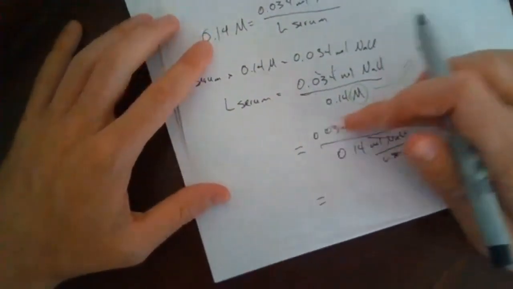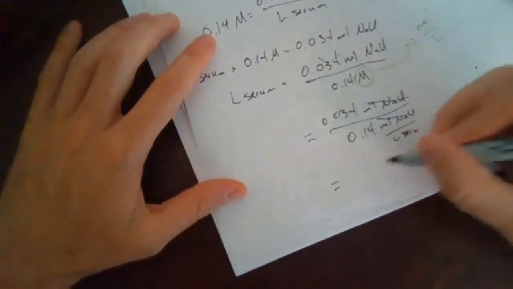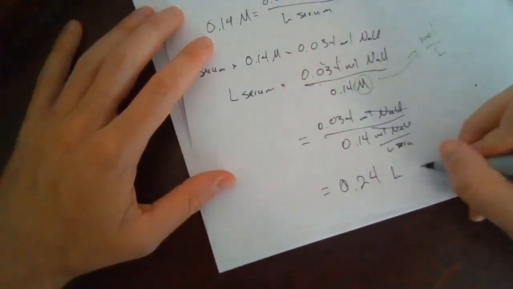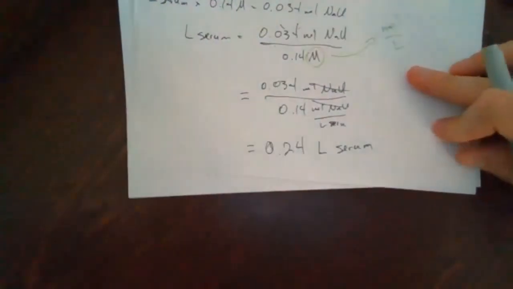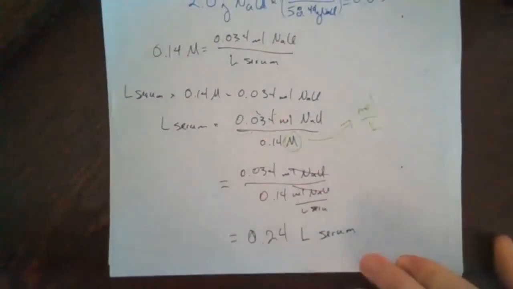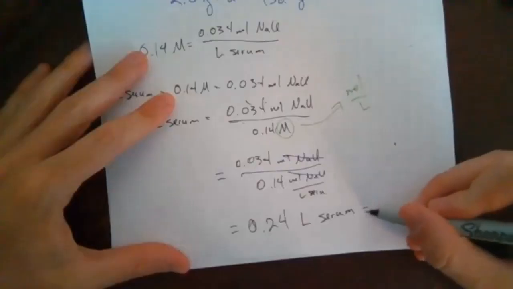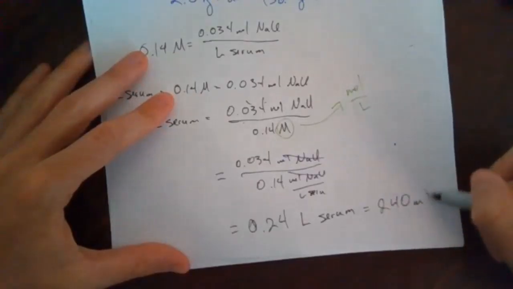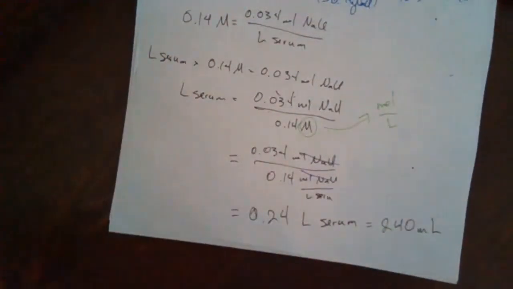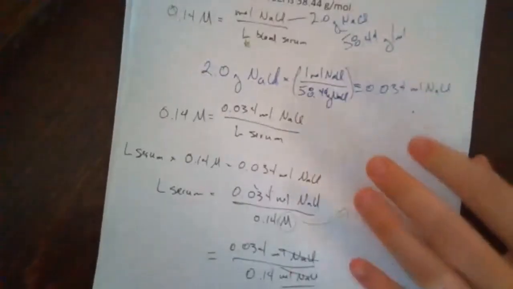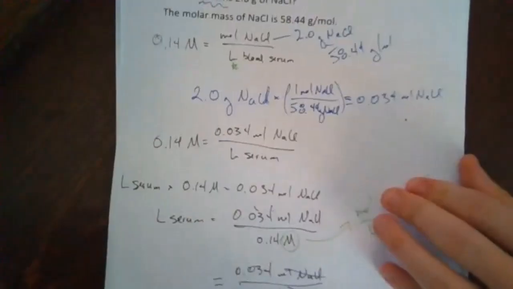So numerically, I just do the division, 0.034 divided by 0.14, and I get 0.24. And then my units are just going to be liters of serum. So I've gotten 0.24 liters of serum to be my answer. 0.24 liters is kind of an awkward number. I could easily convert that to 240 milliliters if I so desired. That'd be a bit more common representation of that volume. But all I'd asked for was a volume, and 0.24 liters certainly works.